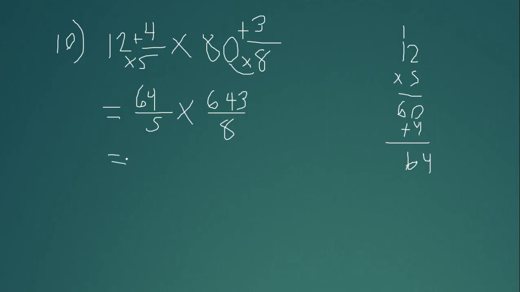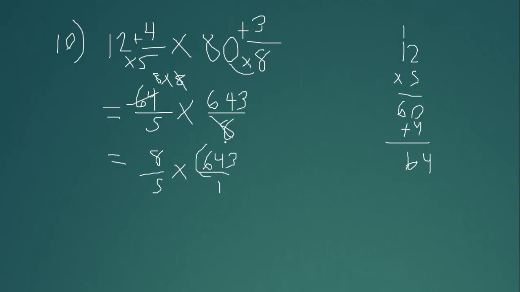Now, we can use cancellation method. Pwede naman ito. Itong 8 times 8. This one. No. So, cancel natin ang 8. Cancel the 8. And we have 8, 5 times 643 over 1.